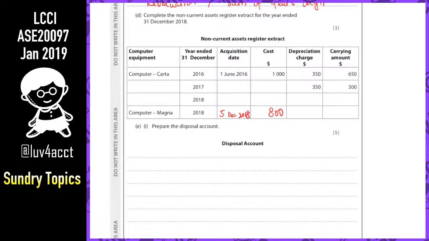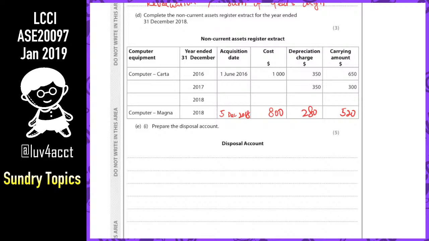So we know the cost, and the depreciation charge would be 35% of 800, which is 280. Carrying value 520. So Magna is okay. How about Kata?